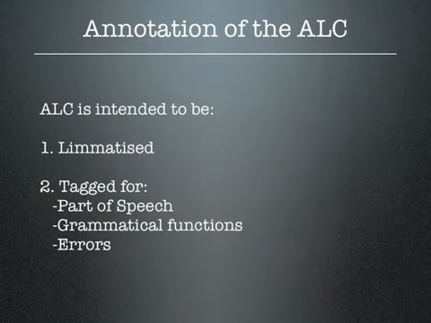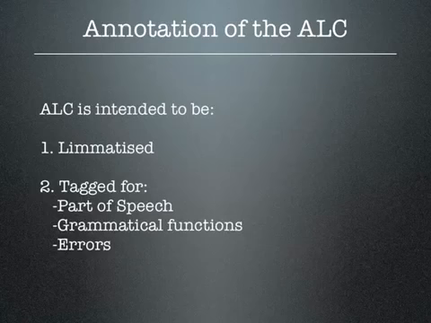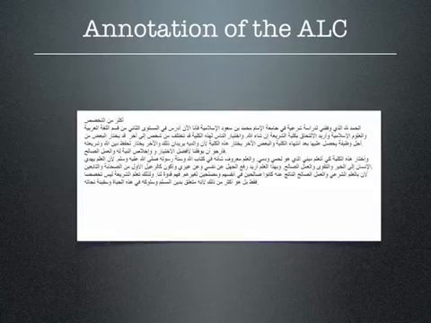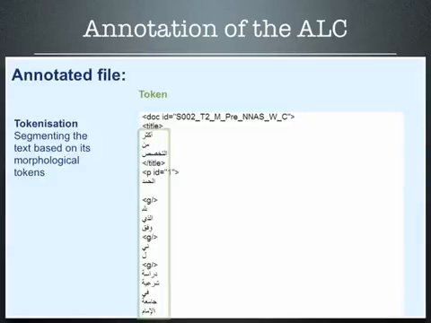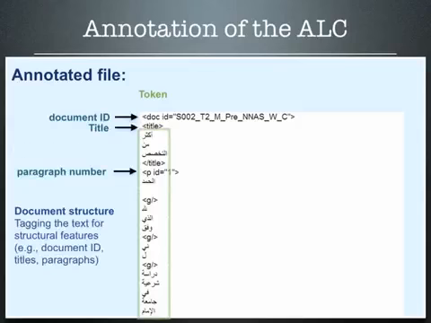Let's move to another aspect relating to annotation of the corpus files. The corpus is intended to be lemmatized and tagged for some linguistic features, including part of speech, grammatical functions, and errors. This is an example of a text with no metadata, and in order to annotate such a raw text file, it is firstly segmented based on its morphological tokens. With the segmentation process, the text is tagged for structural features like document ID, title, paragraphs, numbers, etc.